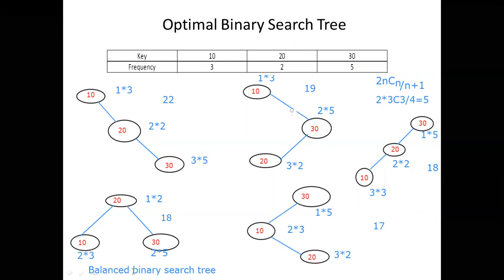Then this is a balanced binary search tree, but that particular tree is not optimal because the cost it is getting is smaller. That is why this particular tree we will call an optimal binary search tree, right?